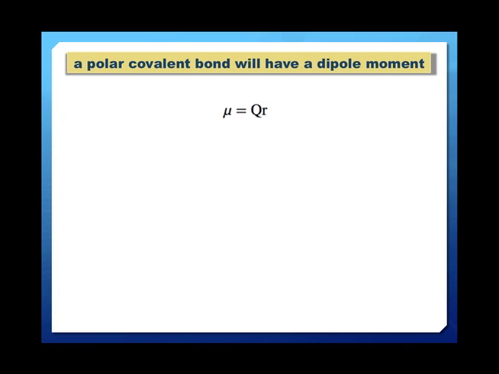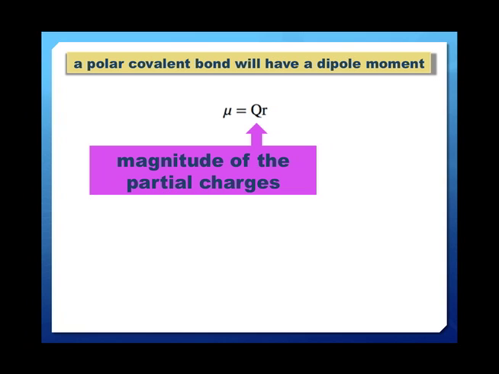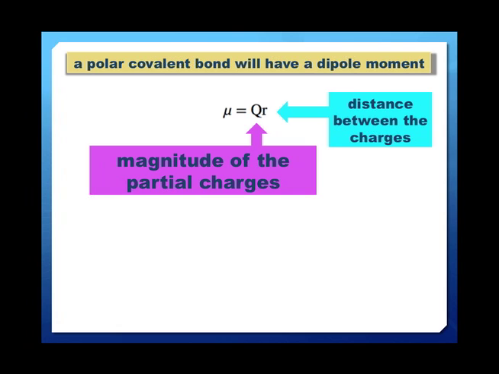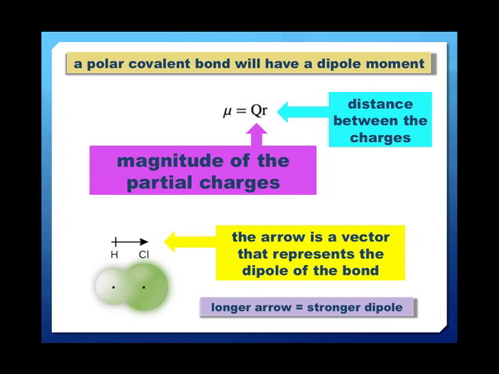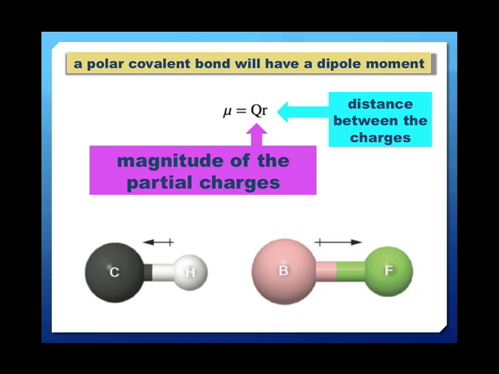That bond will have a bond dipole moment that is given by this equation, in which Q is the magnitude of the partial charges and R is the distance between the charges. We will represent that dipole moment with a vector, which is basically an arrow that shows both direction and magnitude. In other words, a longer arrow means a greater dipole. These vectors point in the direction of the electron excess. We can see here that a BF bond has a longer dipole vector than a CH bond because the BF bond is more polar.